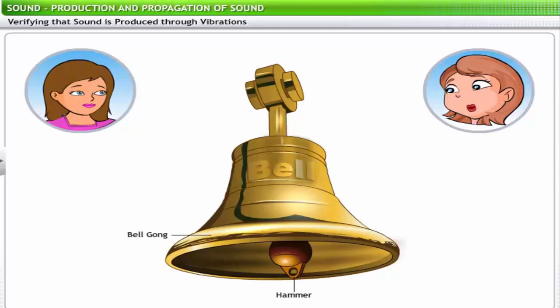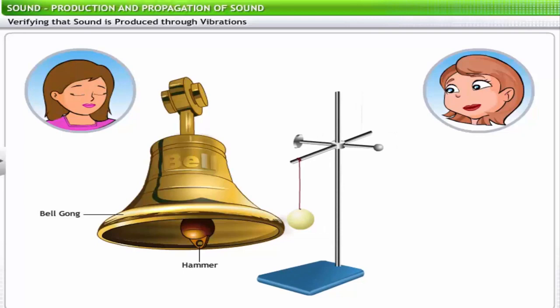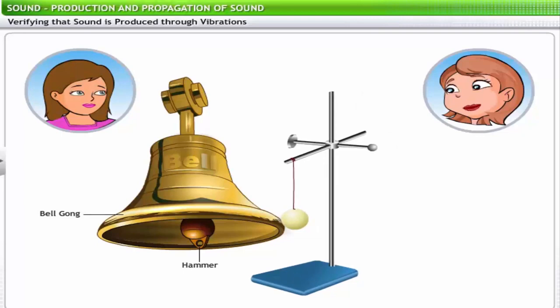Now, suspend a table tennis ball with a string to a stand, and then gently bring the ball in contact with the ringing bell. You will be able to see the ball flicker away from the bell and start swinging. This is because the bell is vibrating. This confirms that the sound of the bell was being produced due to vibrations.